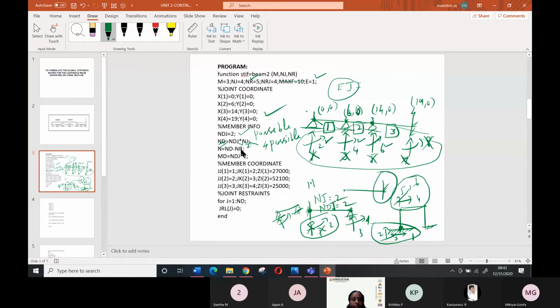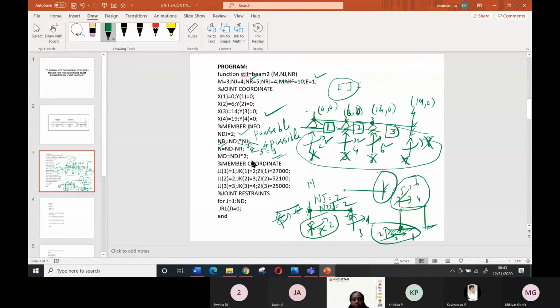So just check whether we are getting the answer as 3. ND is equal to 8, because the previous step has calculated ND is equal to 8. And NR, we have already given the NR value. NR is equal to 5. So 8 minus 5 is equal to 3. So this we have completed.